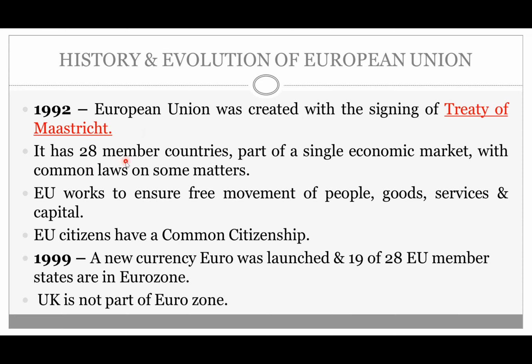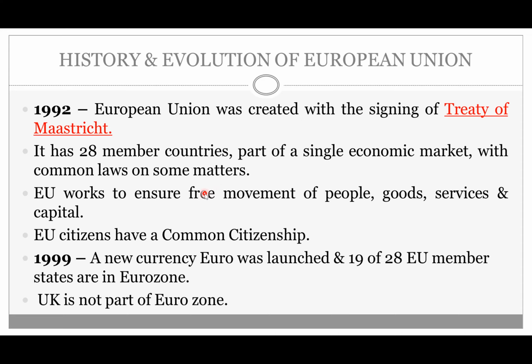Today, EU has 28 member countries, which we have already discussed. These are part of a single economic market. The economic market is single with common laws on some matters. Obviously, they have decided that on some matters they are going to have common laws as well. So that is why we are calling it a political union. EU has many institutions which we are going to discuss in another video lesson, like the European Parliament, which are making laws. They have their own judiciary and so on.